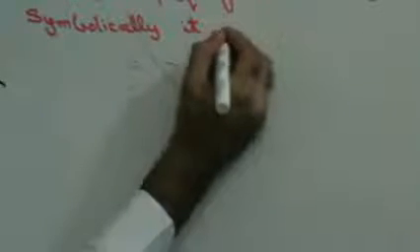Symbolically, it is represented as this. This is how you represent an alternating EMF produced by a coil rotating in an external magnetic field. So now we know how an alternating EMF is produced.